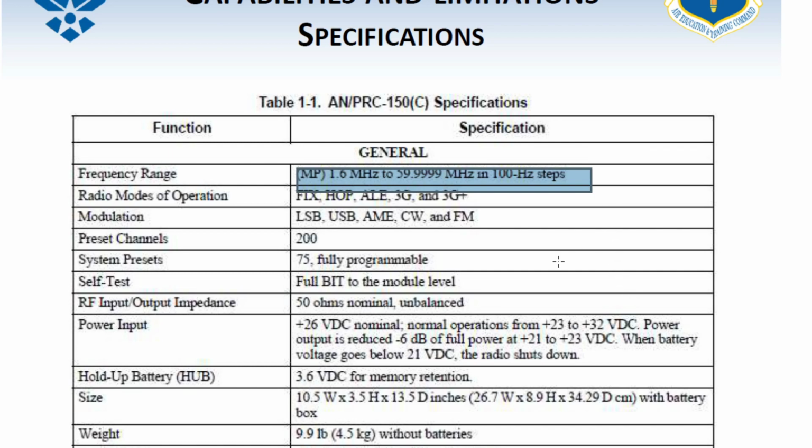The frequency range is 1.6 megahertz to 59.9999 megahertz in 100 hertz steps. And what is the HF range?